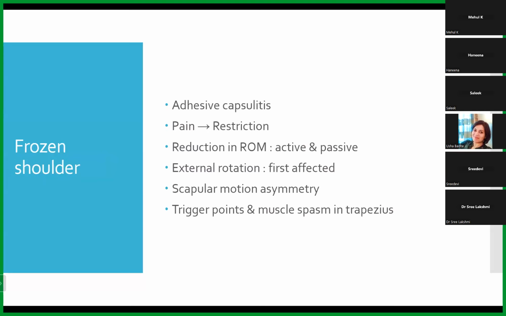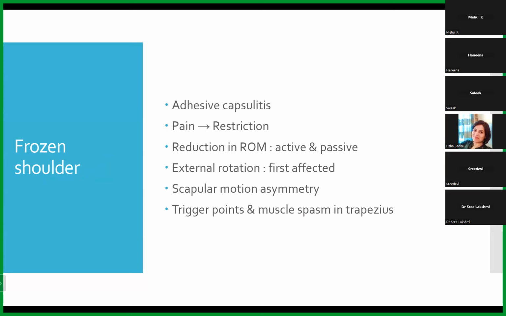Next, going into frozen shoulder, also known as adhesive capsulitis. In the patient's clinical history, they will tell you it initially started with pain in the shoulder, and then there is restriction in range of motion. Both active and passive range of motion will be restricted. While examining range of motion, there can be limitation of external rotation, which is the first movement to be affected.